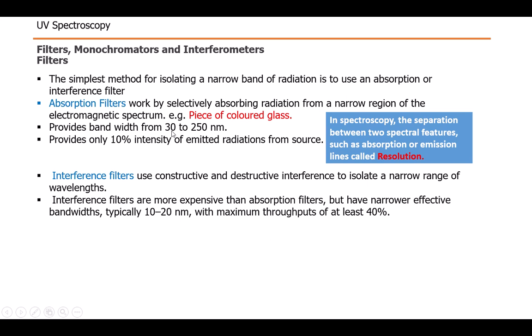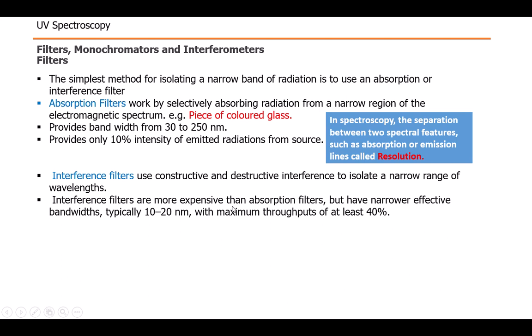But these give a bandwidth between 30 to 250 nanometers, which is a very large bandwidth, so they are not a good monochromatic radiation selector. Another drawback is that they only give 10% intensity of the emitted radiation, meaning 90% of the radiation is absorbed and only 10% is emitted from the absorption filters, while interference filters use the constructive and destructive interference method in order to isolate a narrow range of wavelength.